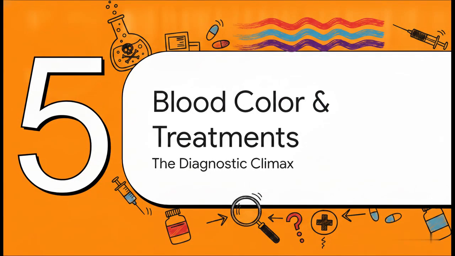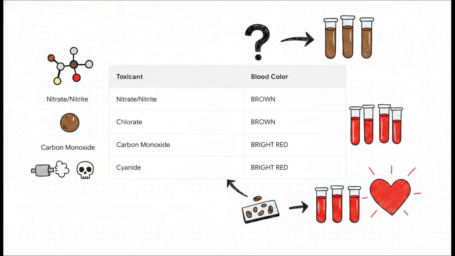Section 5. Blood color and treatments, the diagnostic climax. All right, we've reached the diagnostic climax. You have your suspects, but now, how do we definitively test and treat? Let's recreate the clinical synthesis differential diagnostic using just blood color. When you draw blood and it's brown due to methemoglobin formation, your primary suspects are nitrate, nitrite, or sodium chlorate.